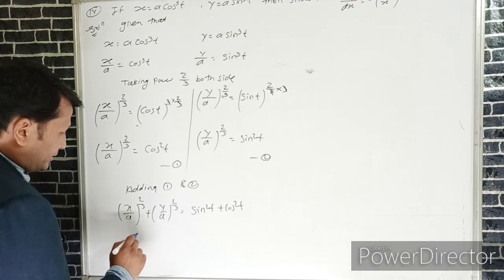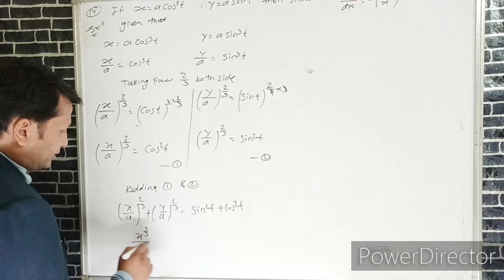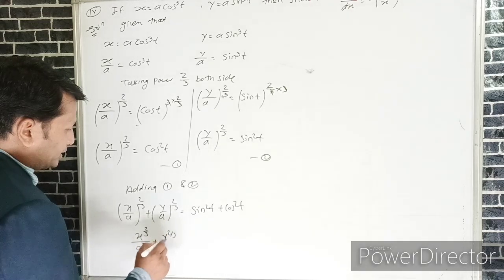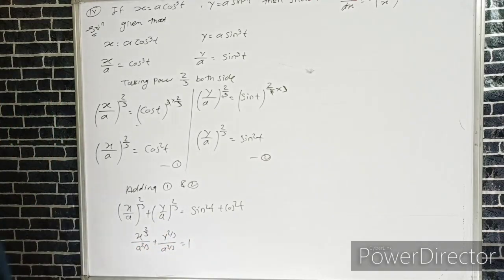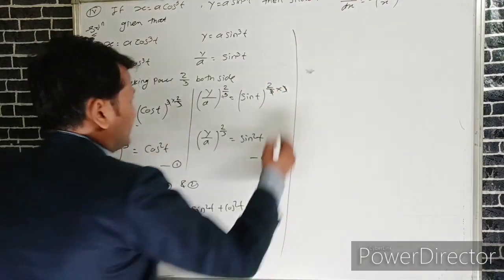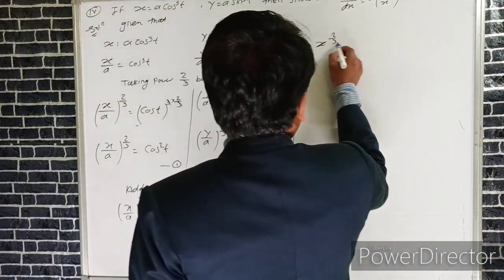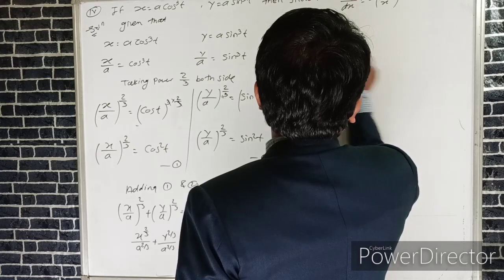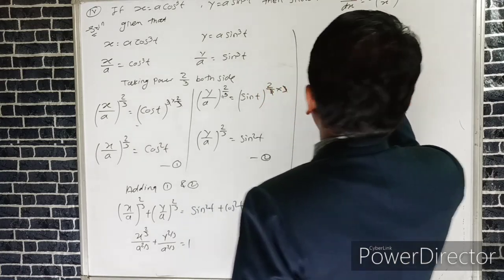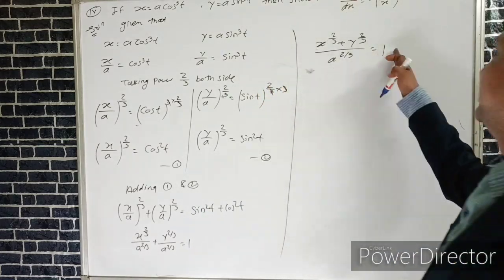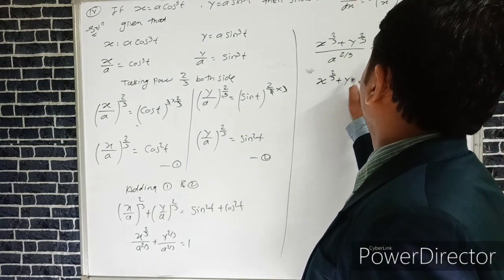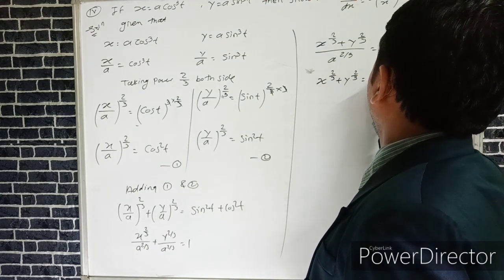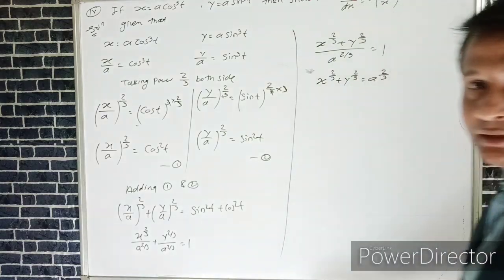We can write x raised to the power 2/3 upon a raised to the power 2/3 plus y raised to the power 2/3 upon a raised to the power 2/3 is equal to 1. The denominator is equal, hence we can write x raised to the power 2/3 plus y raised to the power 2/3 upon a raised to the power 2/3 is also 1. If we shift this a raised to the power 2/3 to the right side, we can write x raised to the power 2/3 plus y raised to the power 2/3 is equal to a raised to the power 2/3.